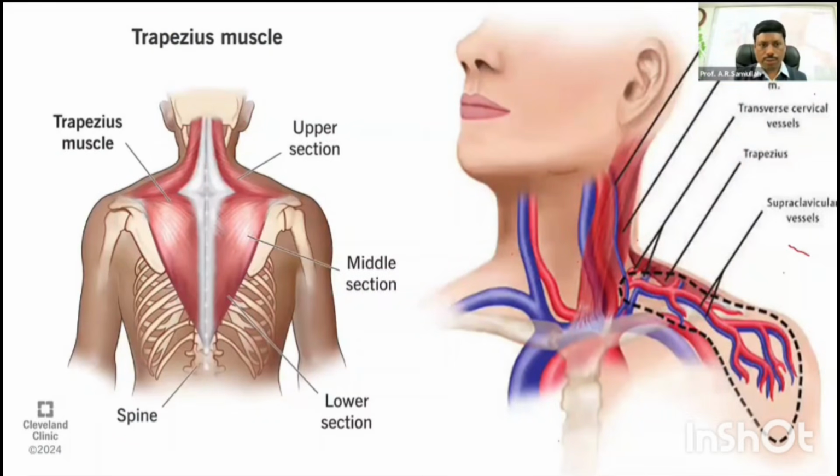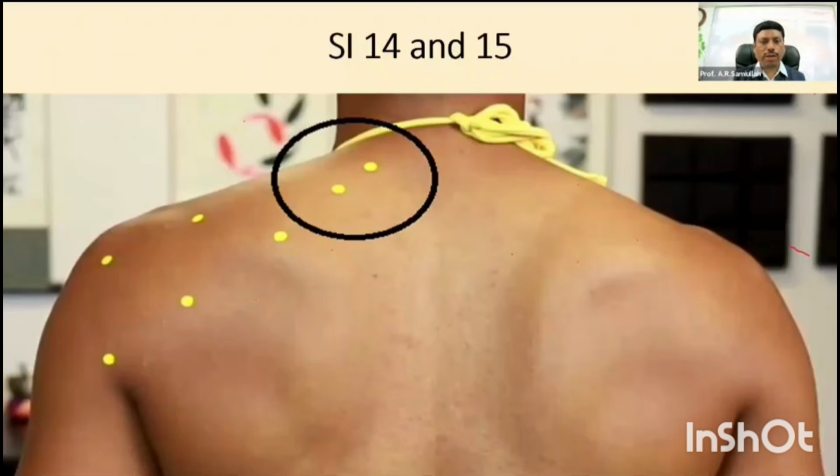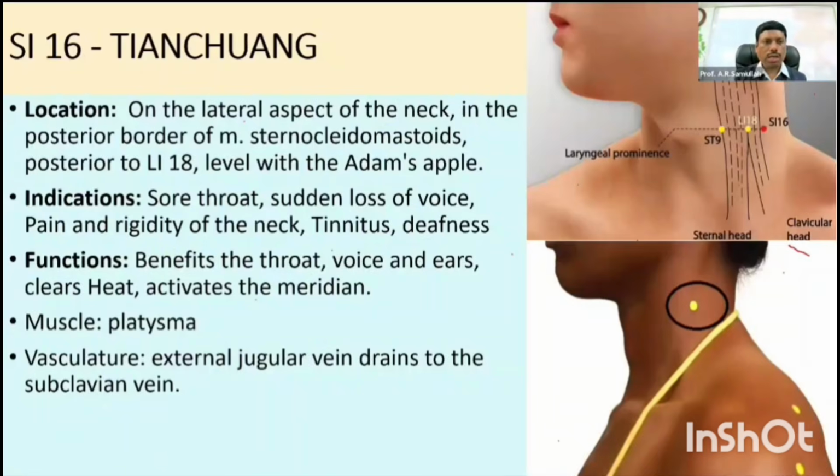Yes, these are the trapezius muscles. Then you can have a look at SI14 and SI15. How are they located here?